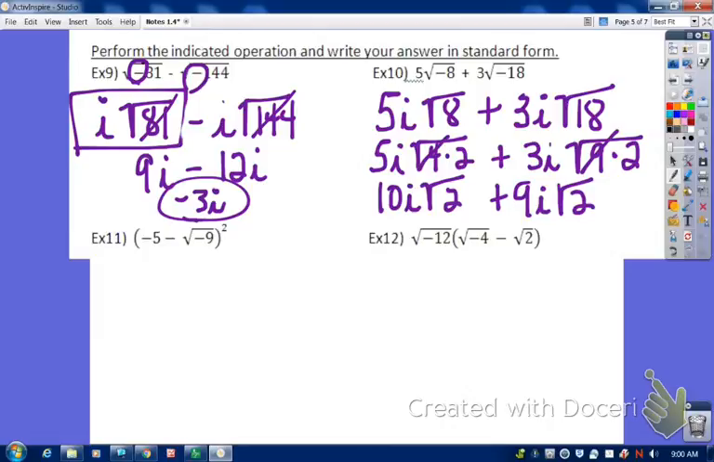And then you're going to ask yourself, can I add these two terms? Are they like terms? Yeah. They're both square roots of 2's. So I can add them up. And I just combine the numbers out in front. So a 10i and a 9i, those are just like terms. I'm not multiplying i times i here, so I won't get an i squared. 10i and 9i combine to be 19i, and that's the answer there.